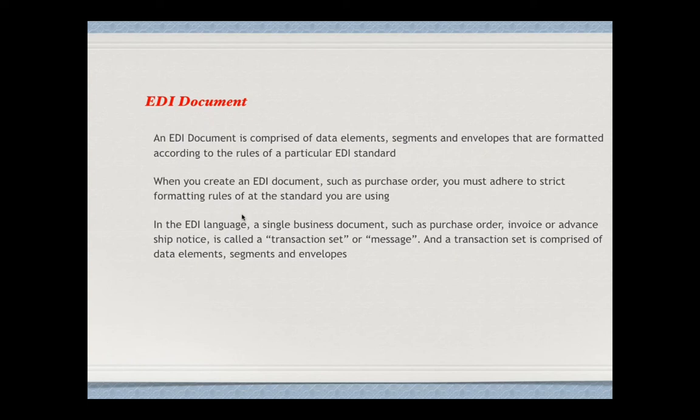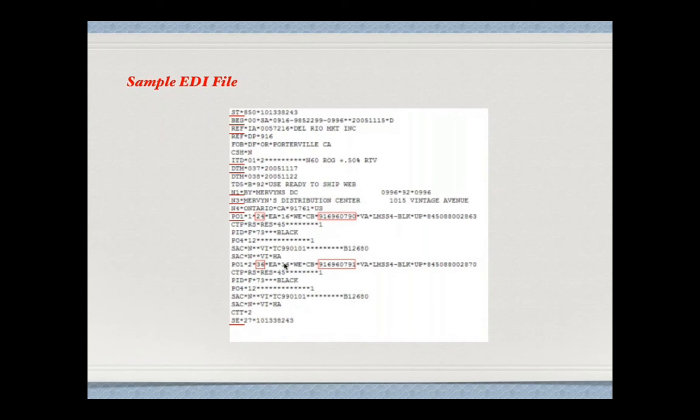The EDI language: a single business document such as a purchase order, invoice, or advance ship notice is called a transaction set or a message. The transaction set is comprised of data elements, segments, and envelopes. Right? A sample EDI file looks like this.